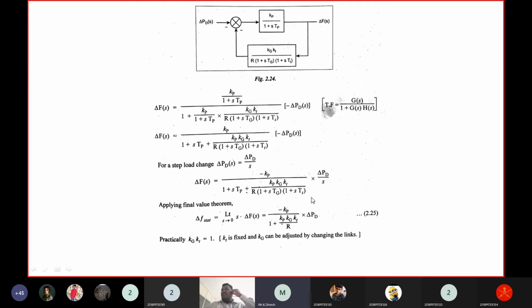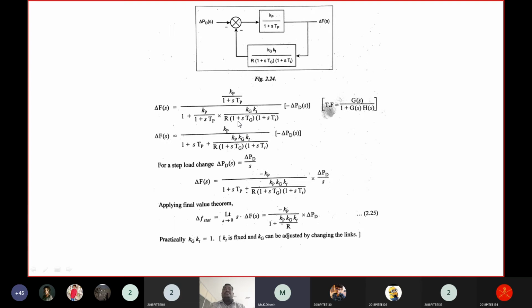I just substituted into the feedback system formula. So my minus del PD of S is nothing but my input, and your response is del F of S divided by del PD of S. So I'm bringing my del PD of S to the right hand side.